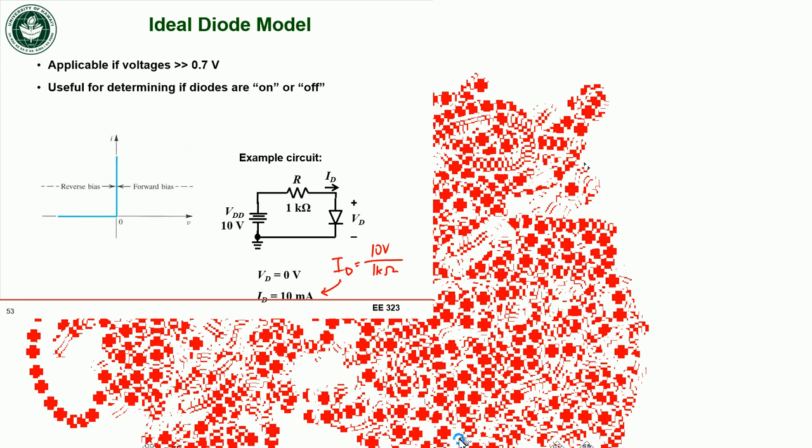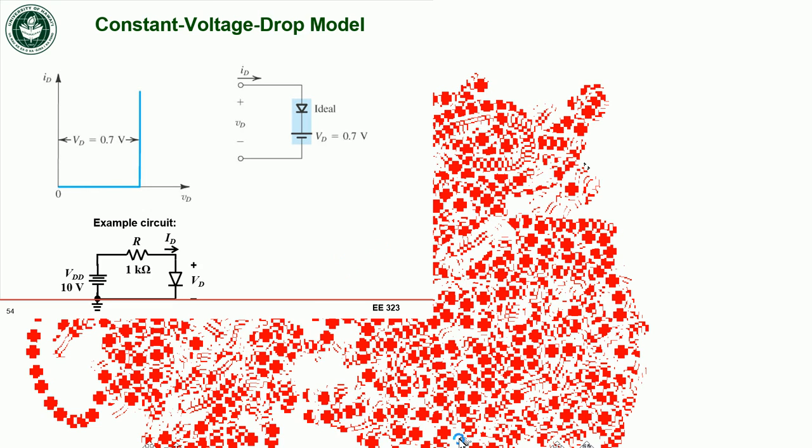Now, we can build one more layer of complexity onto this. And we can say that, okay, my diode is going to have no current through it until I reach that fully conducting diode voltage. So until I get to 0.7 volts, I'm going to have no current through my diode. And then once I get to 0.7 volts, then I can have an indefinite amount of current through it.